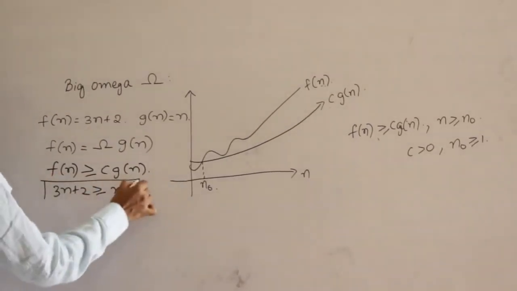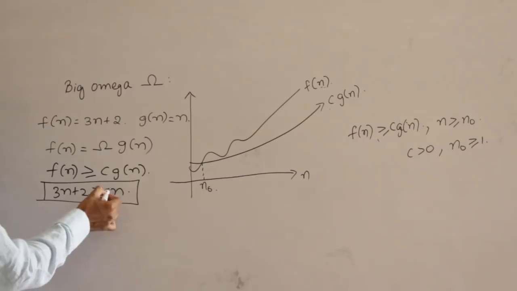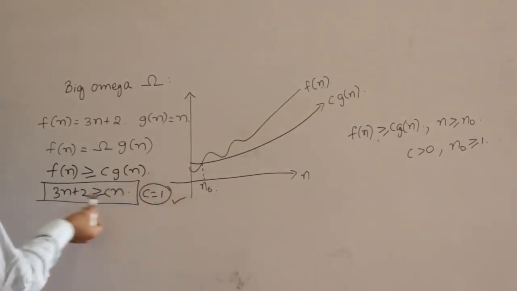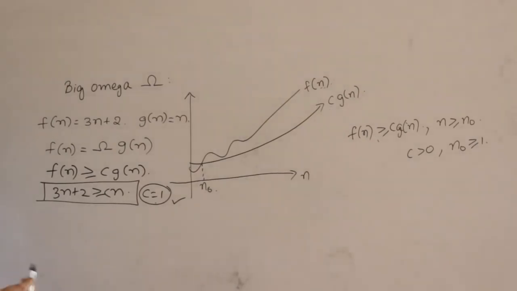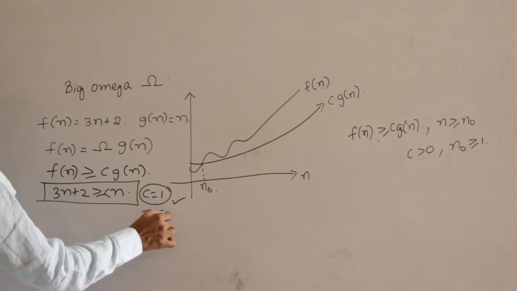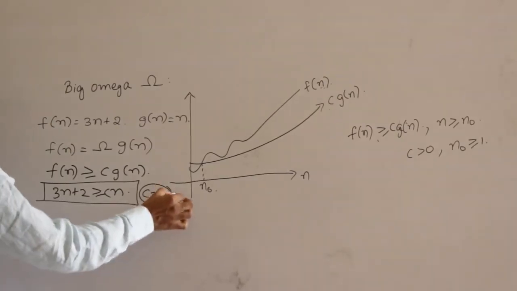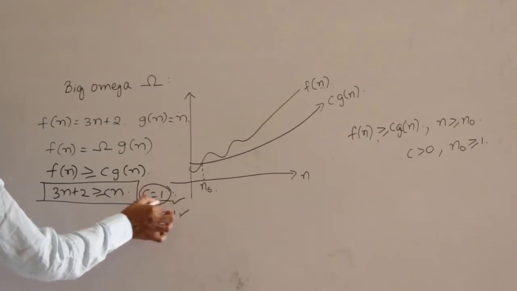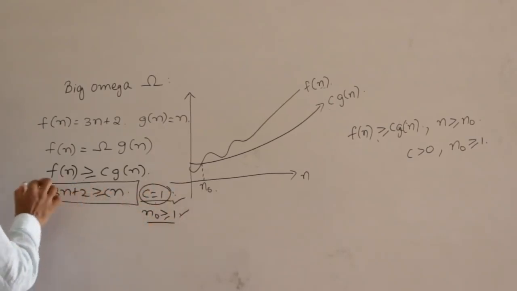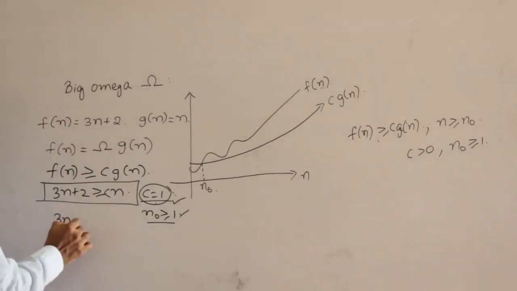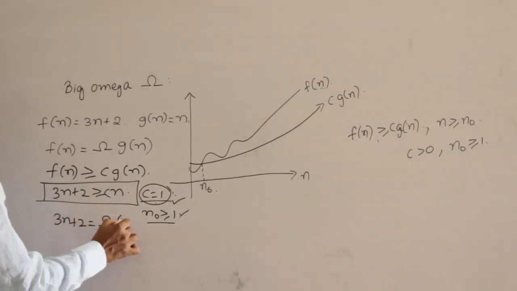Obviously 3n plus 2 is greater than or equal to c into g of n, even if c equal to 1, right? So even for c equal to 1 this is true, and moreover for what values of n? All values of n. Therefore n naught is greater than or equal to 1. So c equal to 1 and n naught is greater than or equal to 1. We found the values of c and n for which the condition gets satisfied. Therefore we can say that 3n plus 2 is omega of n.